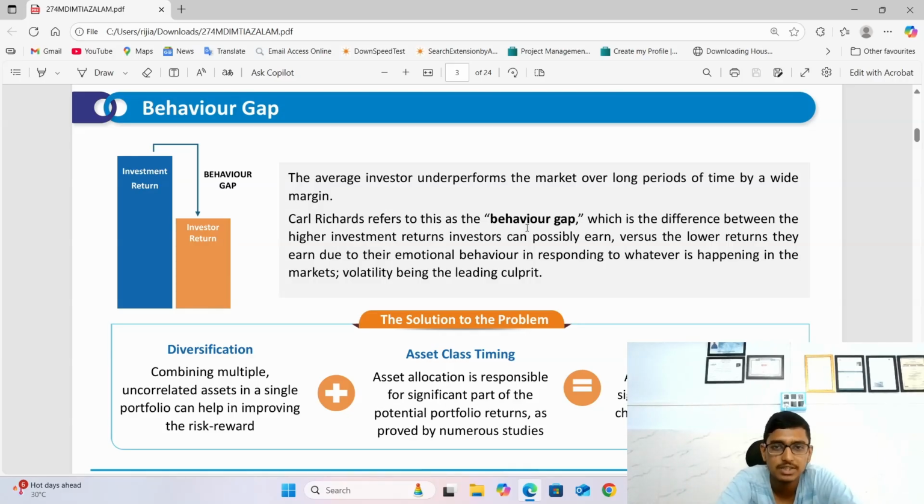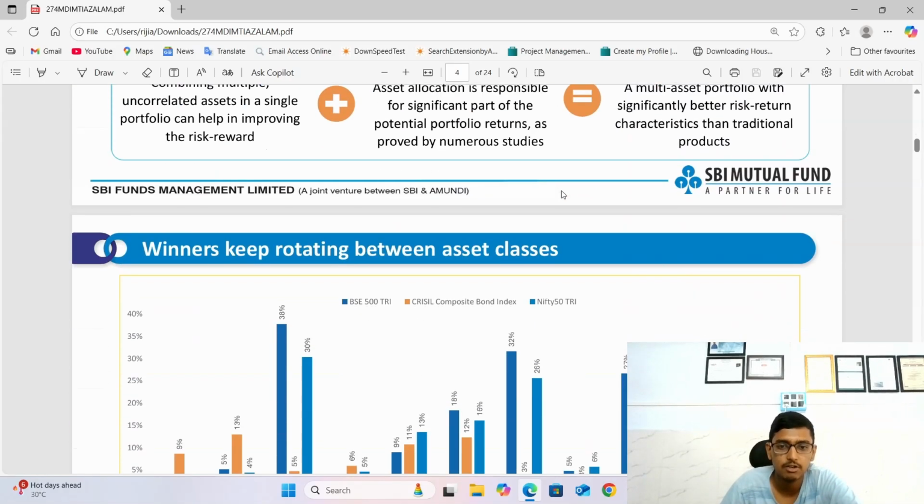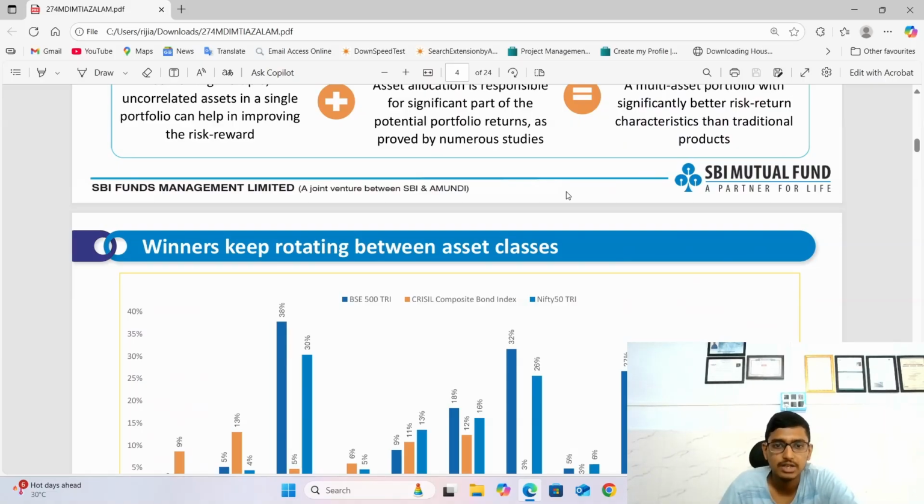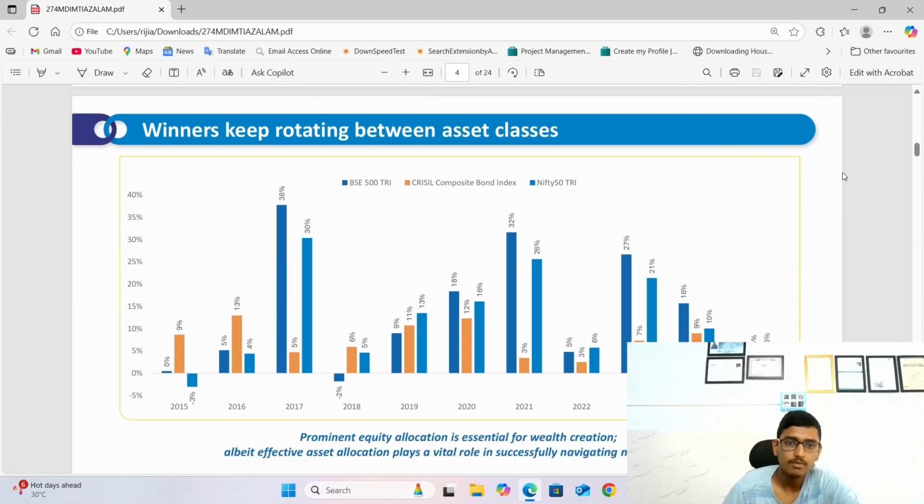There have been numerous studies which suggest that we should have different asset classes, and the timing should be great. So what is the solution to that? It is a hybrid portfolio, a multi-asset portfolio with significantly better risk-return characteristics than traditional products. Traditional products here refers to the stock market, normal investments and equity funds. Winners keep rotating between asset classes.